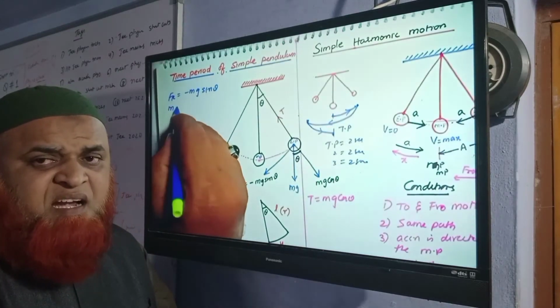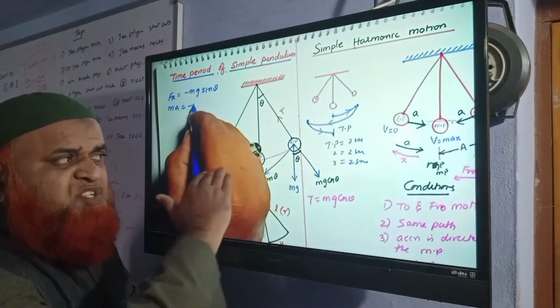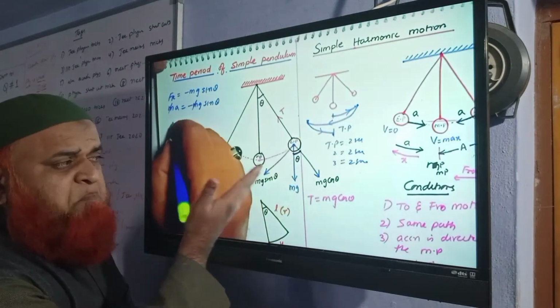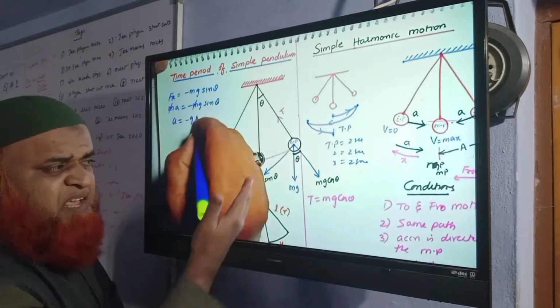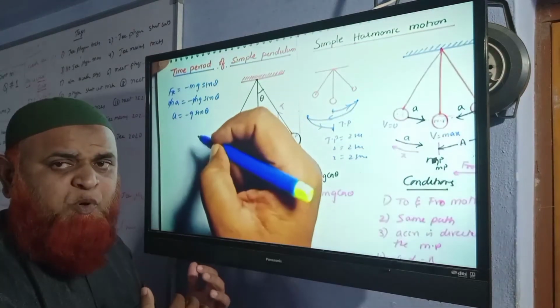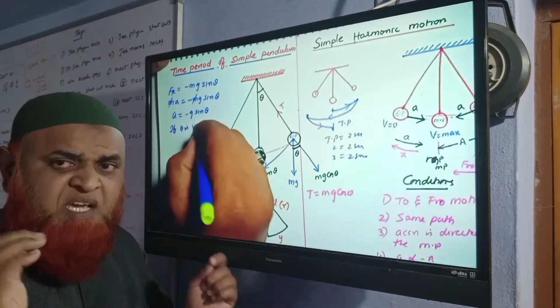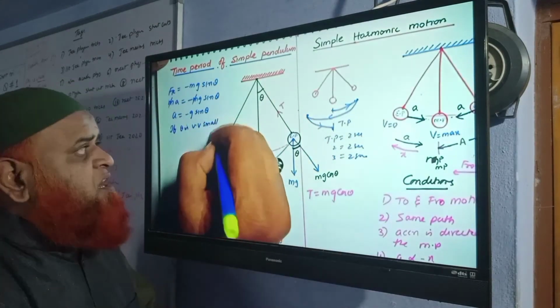Minus sign indicates that it is opposite to the direction of the force applied to bring to the mean position here. As it is, restoring force acts always in the opposite direction to the motion of a pendulum. That is considered as minus mg sin theta. That should be remembered here.